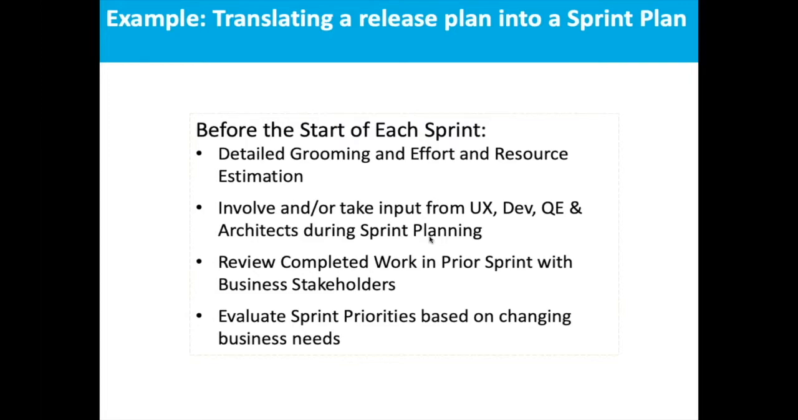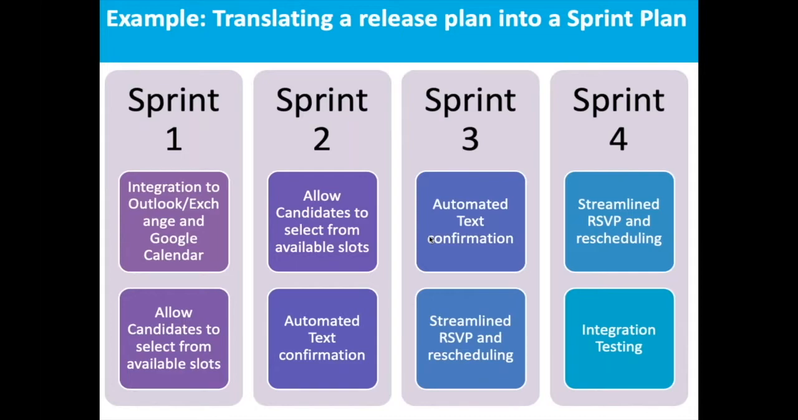So once you have gone through the process of grooming and making sure you have received inputs from the different stakeholders, as well as the teams that are responsible for actually building the capabilities, you can now start to look at how you translate a release plan into a sprint plan. So release one, for example, was candidate experience. In this case, you will see we have 4 sprints identified to complete release one.